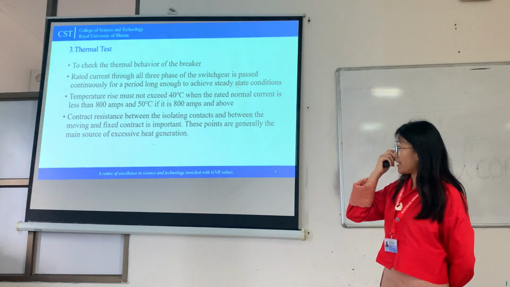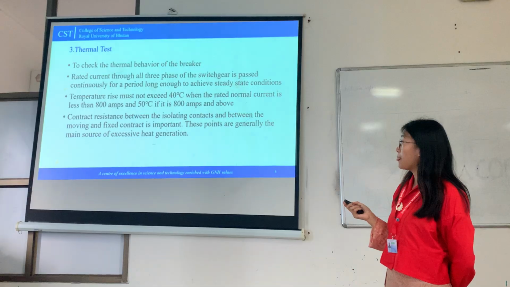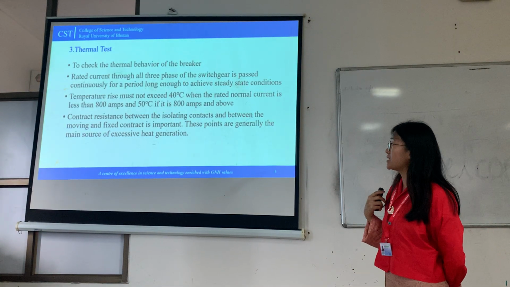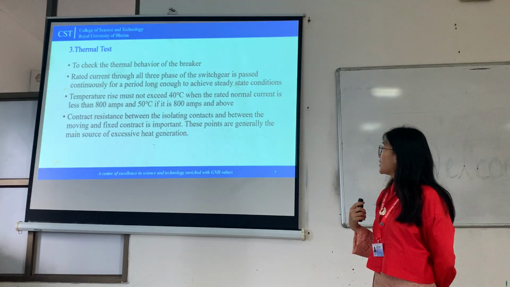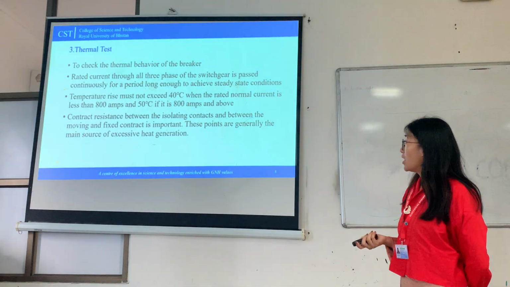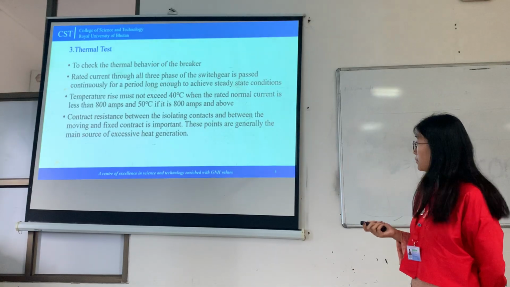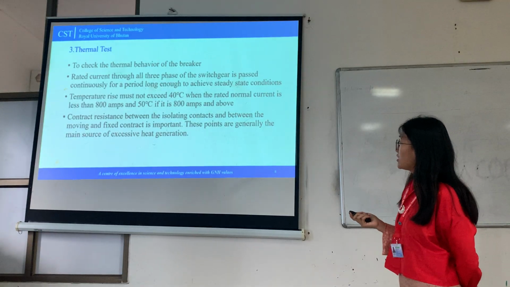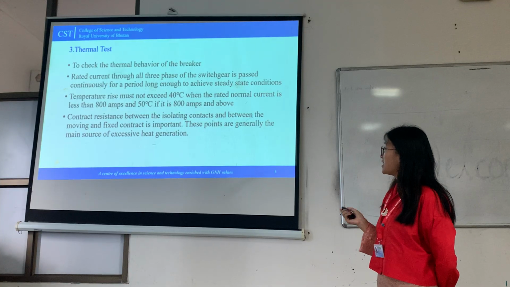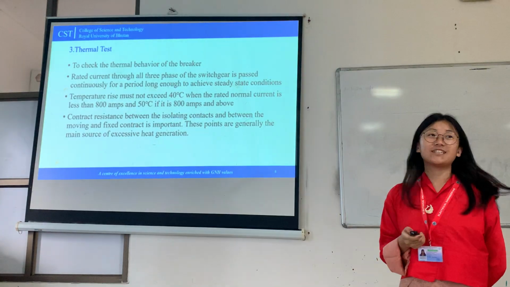And when it comes to the thermal test, it is done to check the thermal behavior of a circuit breaker. The rated current throughout the 3 phases of the switchgear is passed continuously for a period long enough to achieve steady state, and the temperature rise must not exceed 40 degrees Celsius when the rated current is above or less than 800 amps. Contact resistance between the isolating contact and between the moving and fixed contacts is important. These points are generally the main source of extensive heat generation.